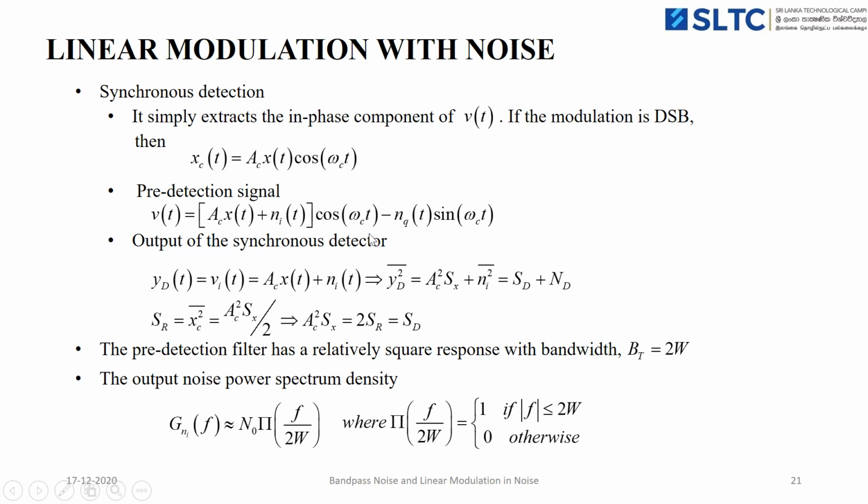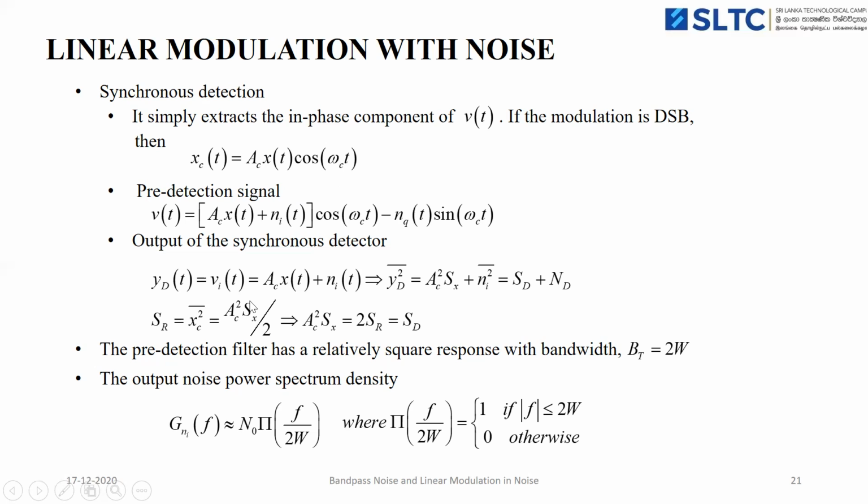Then the output of the synchronous detector is Yd of t, which is equal to Vi of t. It extracts only the in-phase component, so it will be equal to AC X of t plus Ni of t. So you can see here the pre-detection signal is the output of the bandpass filter, which has the in-phase and the quadrature component. Even though the signal term has only the in-phase component, due to the noise, there are in-phase and quadrature parts. But the synchronous detector removes the quadrature term and allows only the in-phase component. Therefore, we get AC X of t plus Ni of t.